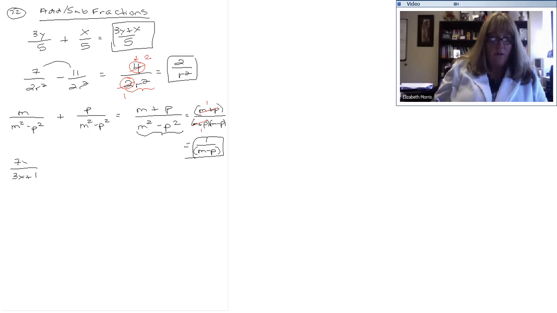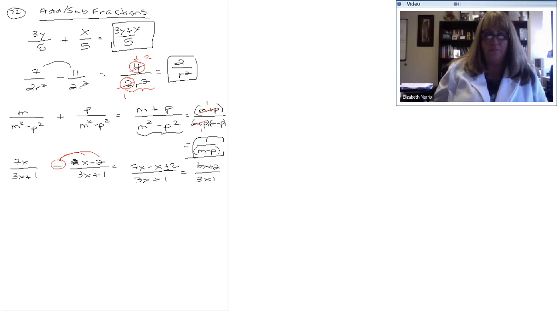This is x minus 2 over 3x plus 1. Now, the reason why this is on here is because what you need to see is that we are subtracting, and we are subtracting the whole thing, everything that's there. You have to be very careful with that. So the denominator stays the same, and it's 3x plus 1. But I end up with 7x minus x plus 2, which gives me 6x plus 2 over 3x plus 1.